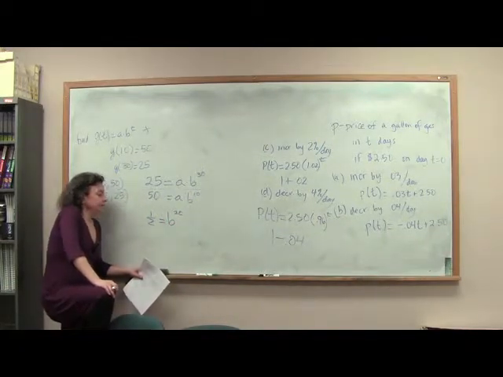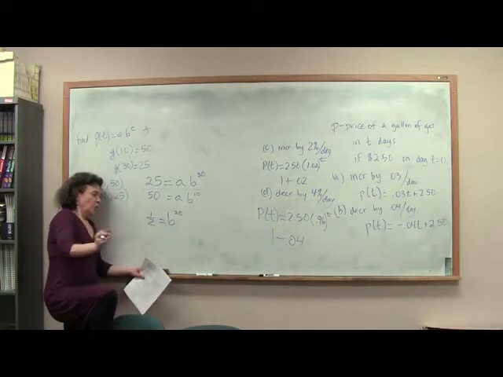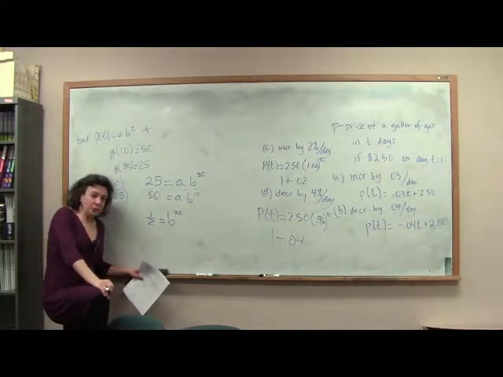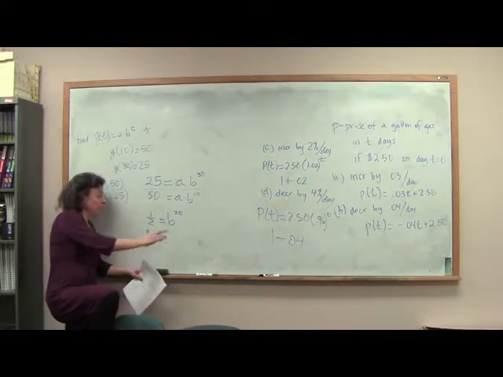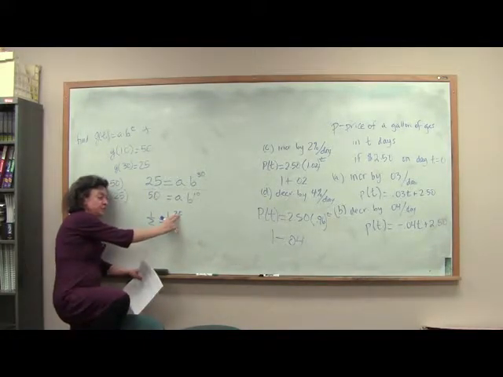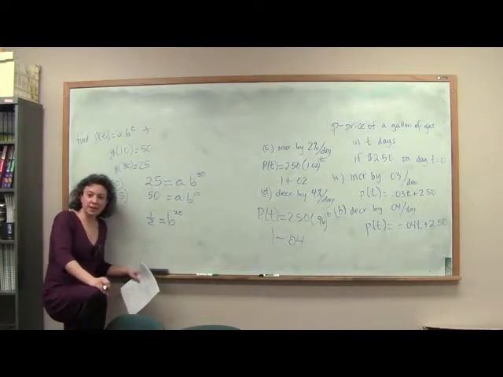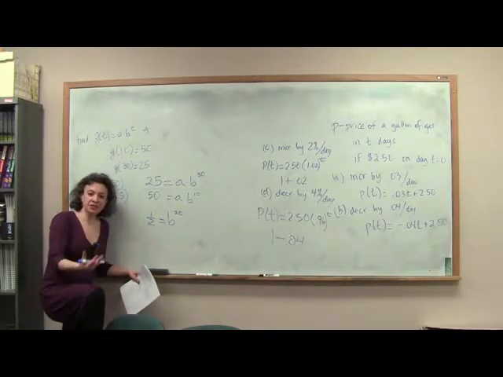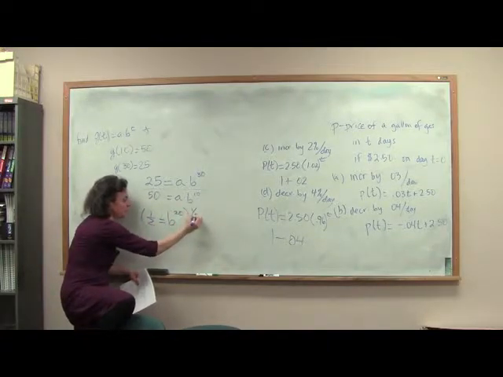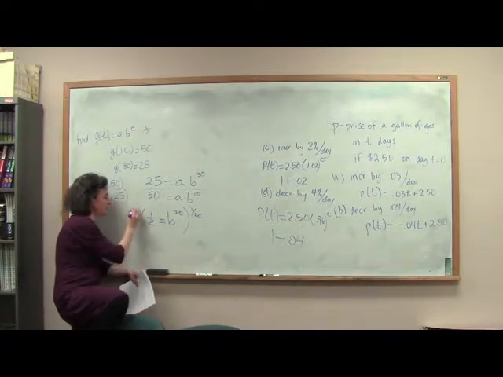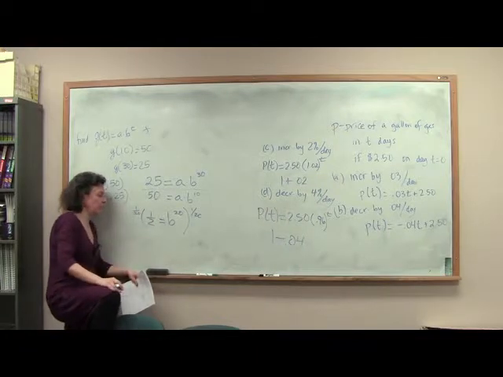All right, now, we don't want b to the 20th. We want to know what b is. How are we going to get to b? Well, how do you undo raising something to the 20th power? You essentially take the 20th root. In other words, what I'm going to do is raise both sides to the 1 over 20 power.